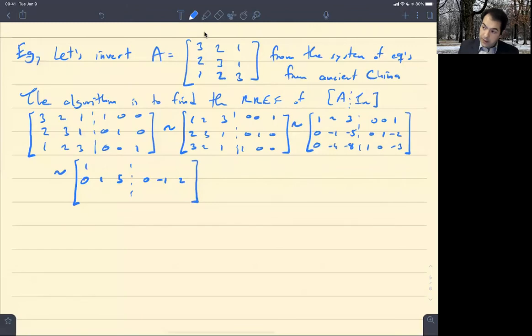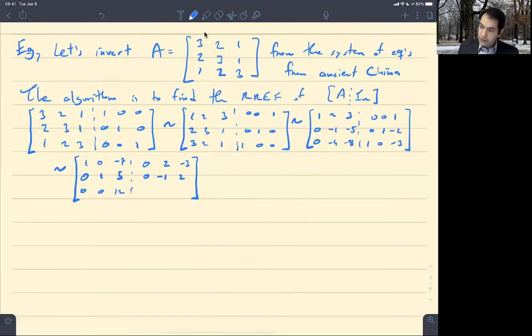And you can work out that the first row after you've cleaned up the column is like this, 0, 2, minus 3. And over here, 0, 0, 12, 1, minus 4, 5. All right, and next you would divide this row by 12. That would give us a pivot here of 1. And then we would use that 1 to clean up the rest of its column.